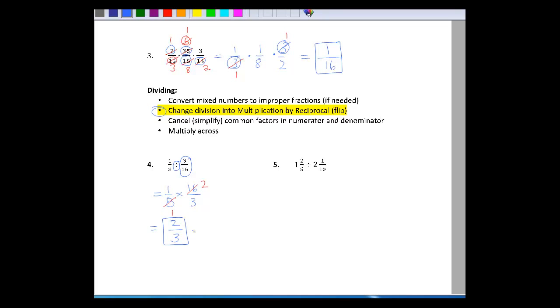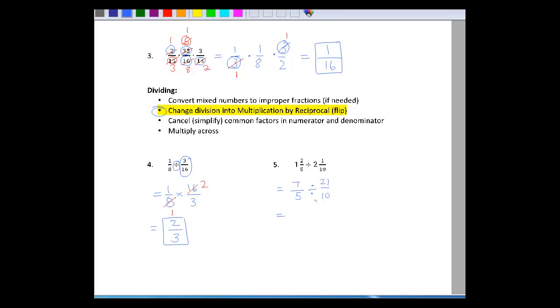I've got some mixed numbers, so let's convert those to improper fractions first. So 5 times 1 is 5, plus 2 is 7. So that's going to be a 7 in the numerator. The denominator stays the same. I'm going to leave the division sign and convert this one. So 10 times 2 is 20, plus 1 is 21 tenths. So I'm done with the first step.